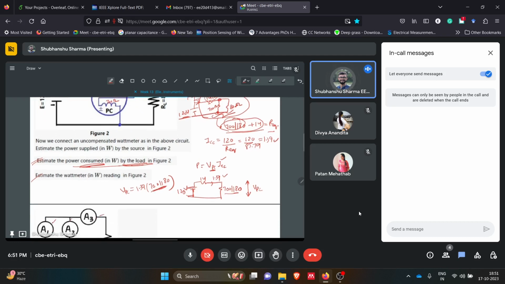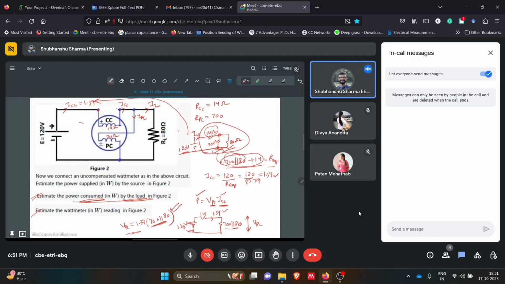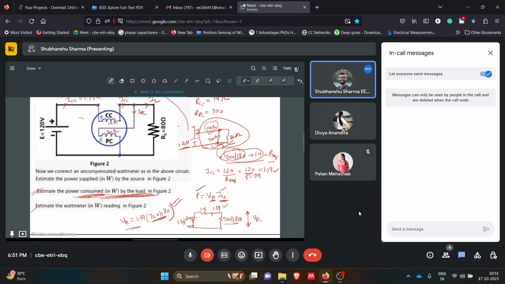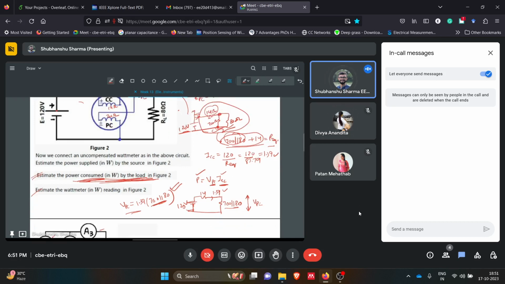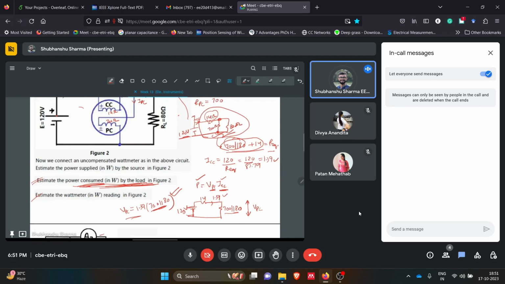So we also got VPC. Now we have VPC, now we have ICC, we can get power. Okay, so I think you now got how to calculate the power consumed by the load. Yes, sir. Thank you, sir. Okay, wait, sorry, just a clarification. This is basically the wattmeter reading. VPC we got from here, ICC we got from here.